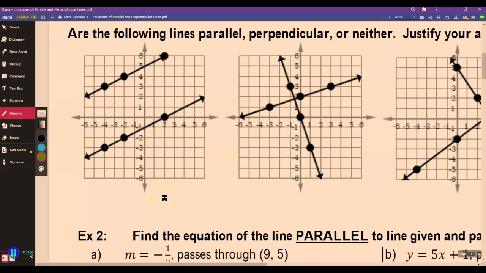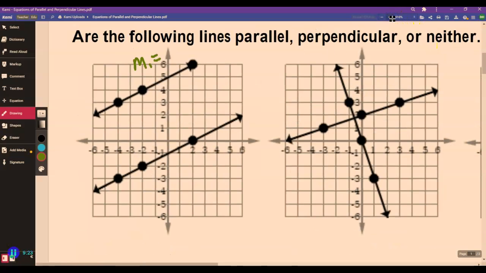So I'll look at the first one. Say M1 up here. There we go. M1 is a slope of 2 over 1, or just 2. And then M2, second slope, is also 2 over 1. So I could just say M1 down here equals M2. Therefore, they're parallel.